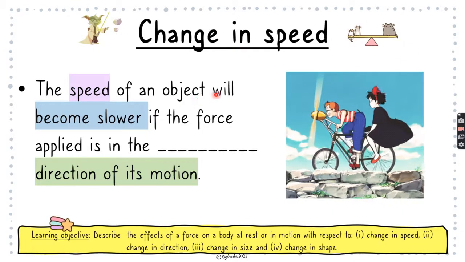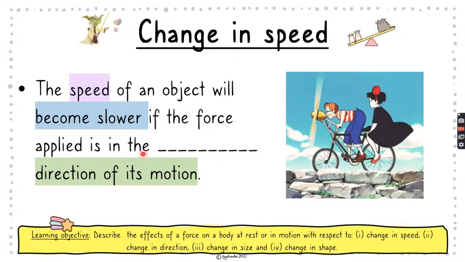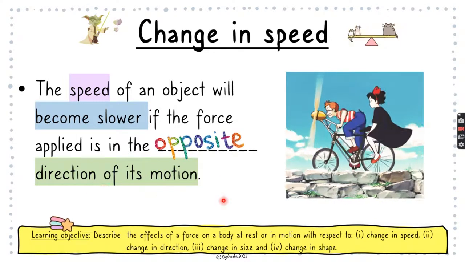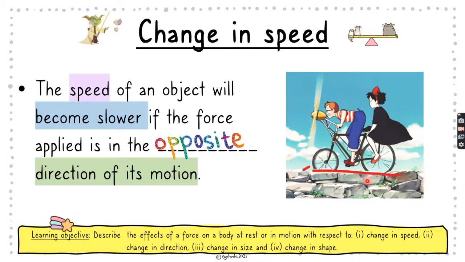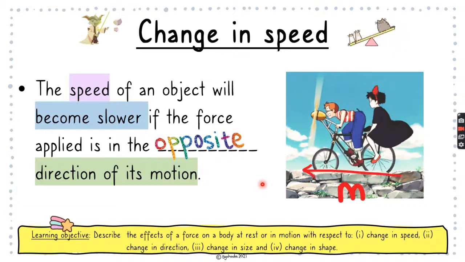But the speed of the object will also become slower if the force applied is in the opposite direction of its motion. So we have here another bicycle, and the bicycle is moving that way. So motion is in that direction.